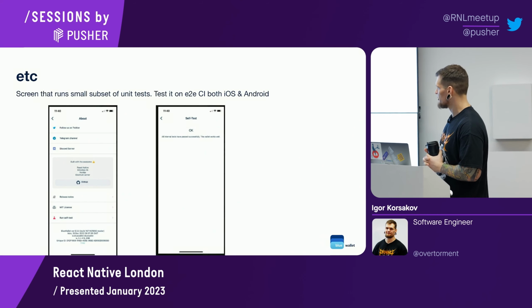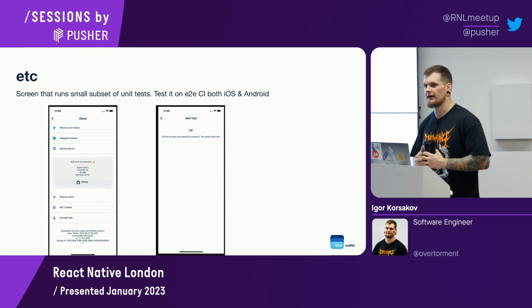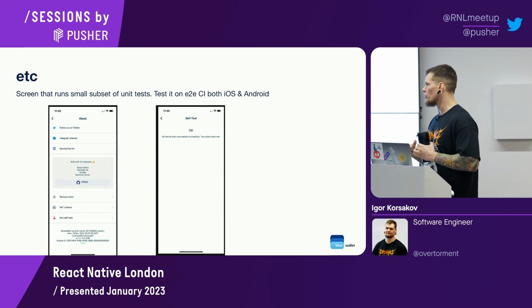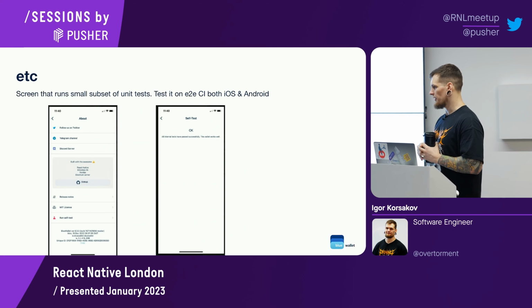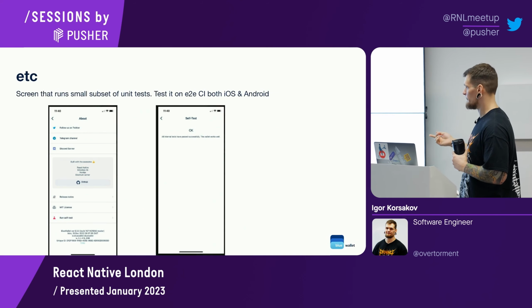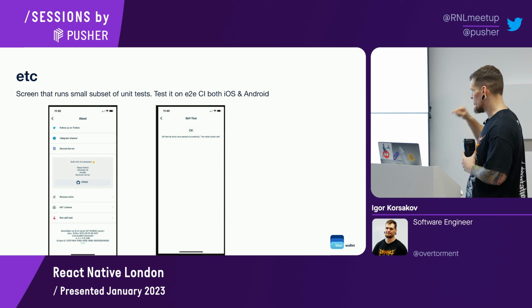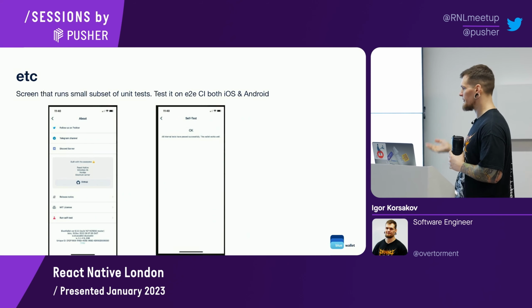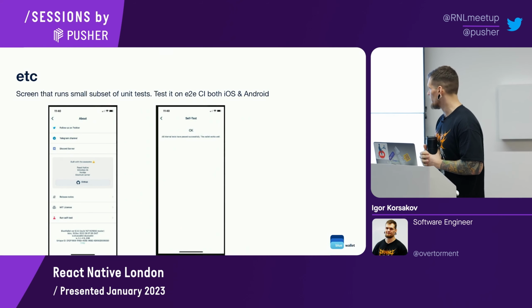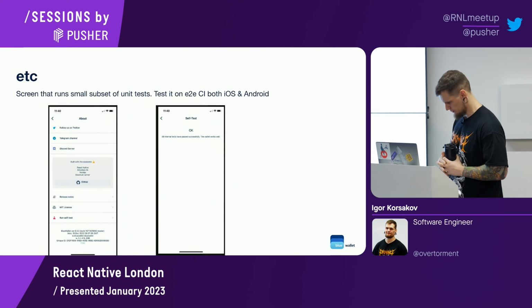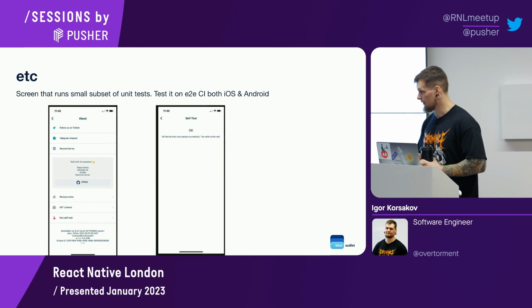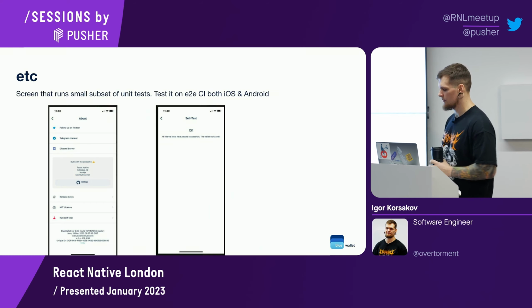So the solution I came up with is that you have a small subset of your tests, usually revolving around the cryptography part, that runs in the runtime. You literally have a screen that when you go to the screen, it will perform the small subset of tests and tell if it's okay or it's not okay. And run those tests on both environments, on both Android and iOS, on CI, on end-to-end tests. And this is quite helpful. I find this quite helpful.